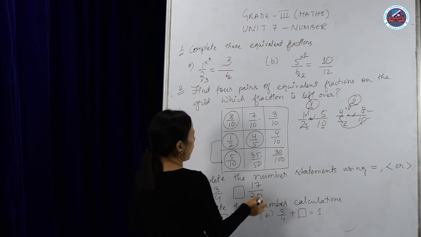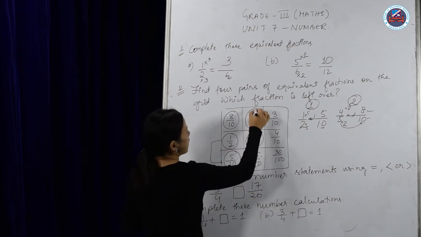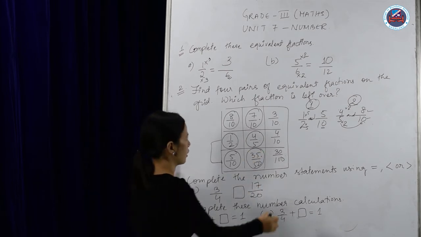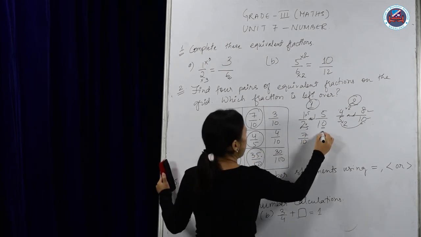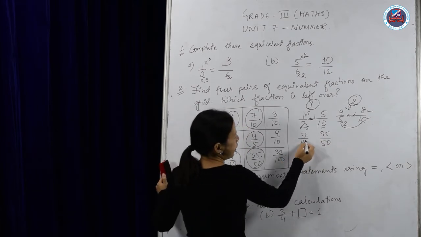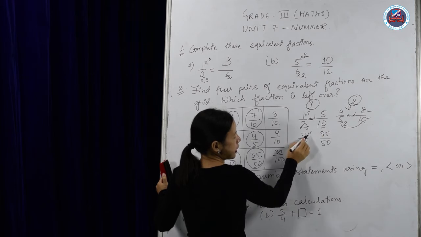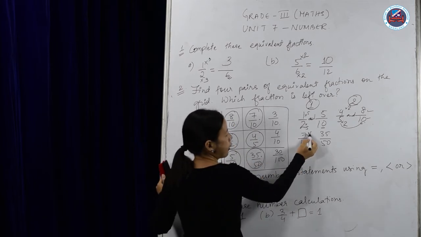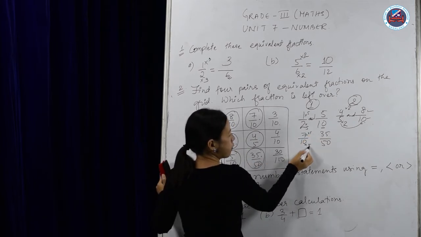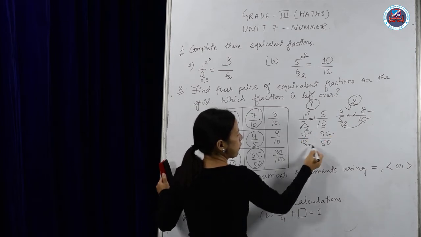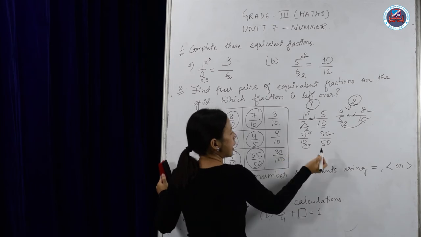So let's find out the third one. Let's take this one, 7 by 10, and this one, 35 by 50. Let's check whether these 2 are equivalent or not. We know that 7 times 5 is 35, right? To find equivalent, we have to multiply both top and bottom number by the same number. So here 7 times 5 is 35. I'll use 5 again to multiply the bottom. Let's see whether the answer is correct or not. 7 times 5 is 35. If I multiply 5 with this bottom number, 10 times 5, we get 50.